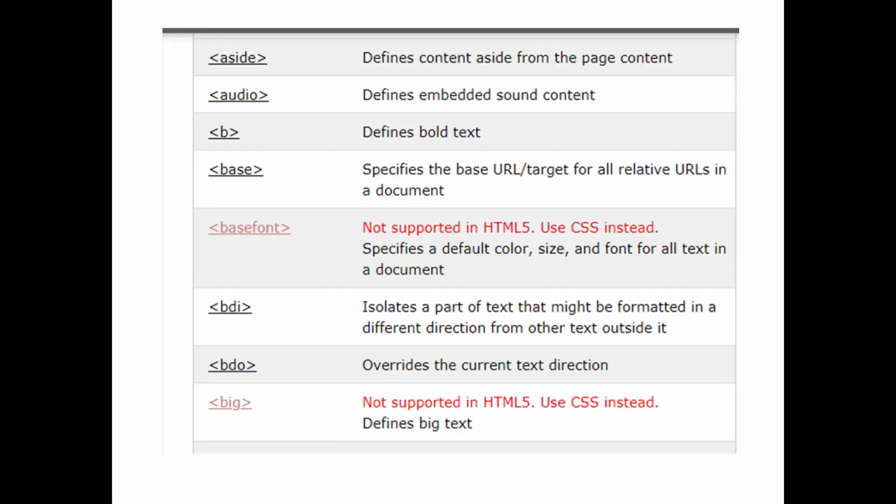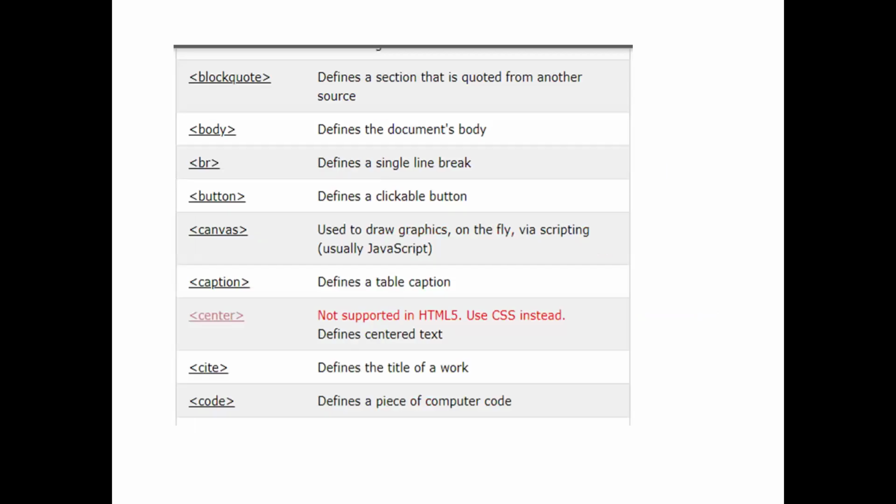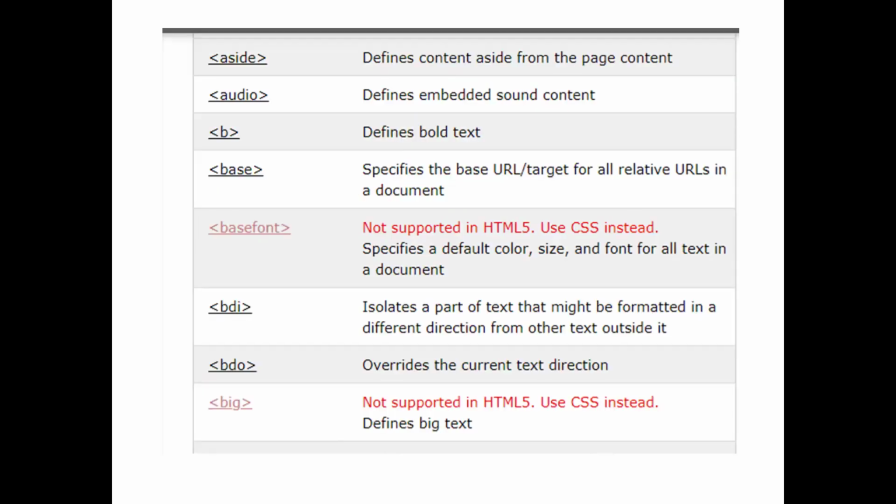Next element is base. So this specifies the basic URL address. Next one is basefont. This is not supported in the HTML5 version. So instead of this basefont, we use CSS. This basefont will specify font, color, size, type, style likewise. Next element is the BDI tag. It isolates a part of the text and it will display the text in different directions. Next one is BDO. This overrides the current text direction.